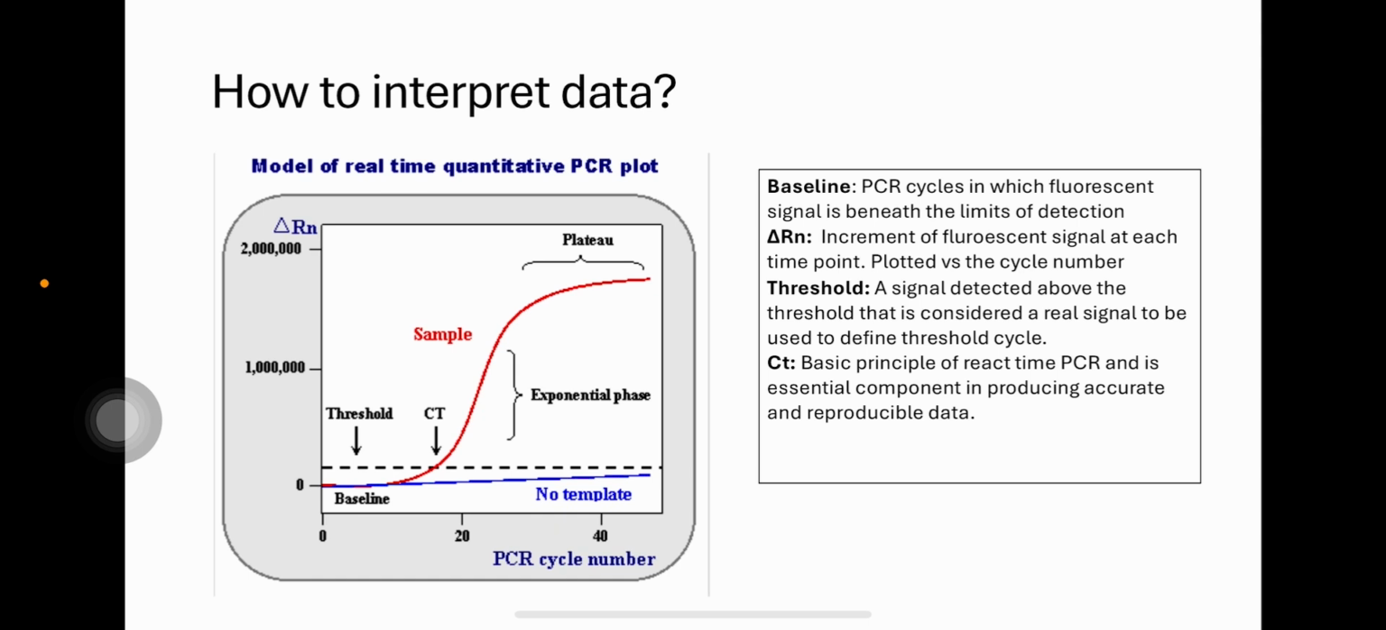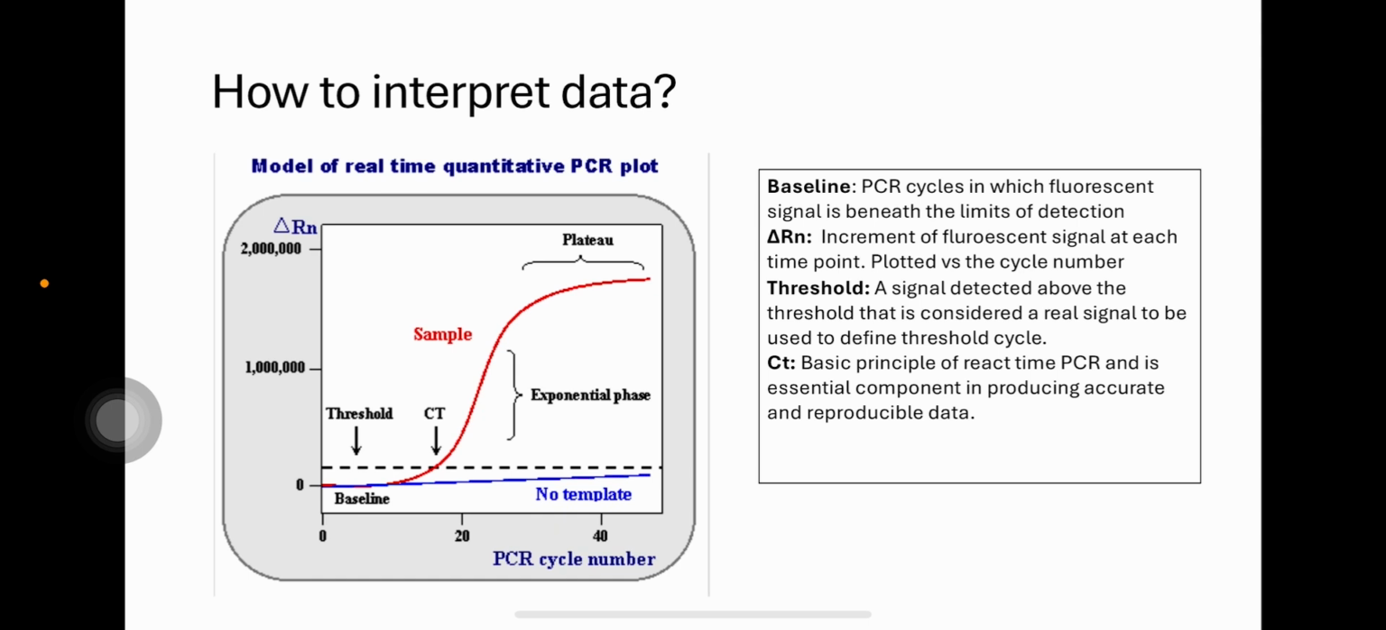How do we interpret the data? The data is placed into our quantitative PCR plot that is shown here on the left-hand side. We have the baseline, which is shown at the very bottom, and it displays when the fluorescent signal is beneath the limits of detection, so we can't see anything. We have the delta Rn, which is the increment of fluorescent signal at each time point. It's also plotted versus the cycle number.